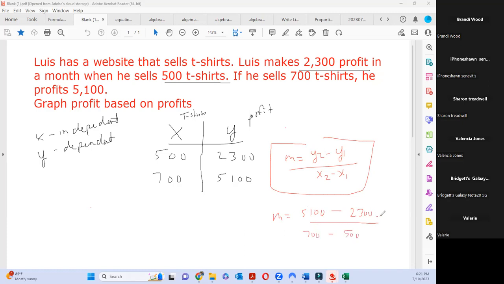What is 5,100 minus 2,300? That's going to be 2,800. What is 700 minus 500? 200. So I got 2,800 over 200. Right away, you should see 2 zeros at the end. You can cancel them. 28 over 2. What's 28 over 2? It's 14.